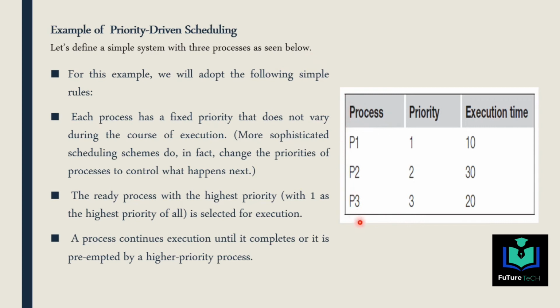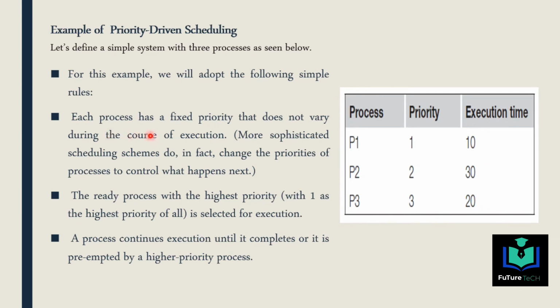Let us consider the processes to be P1, P2 as well as P3. They have given the priority also. P1 is given the first priority, P2 is given the second priority, and P3 is given the third priority. And the execution time for P1 is 10, P2 is 30, and P3 is 20.